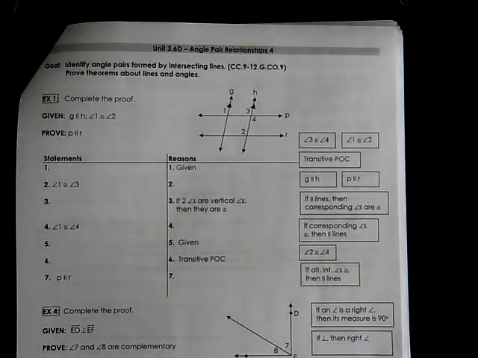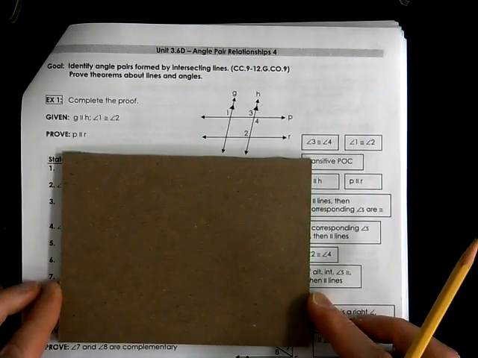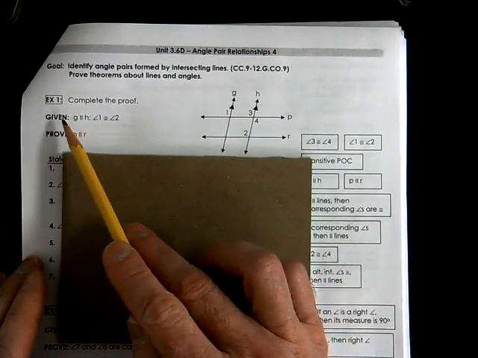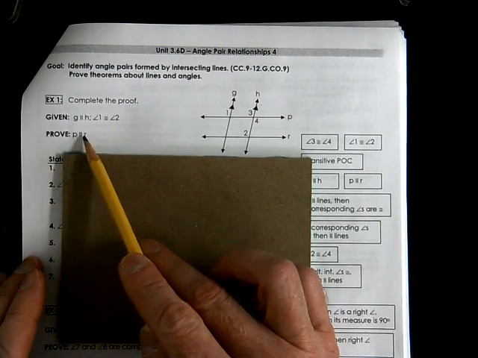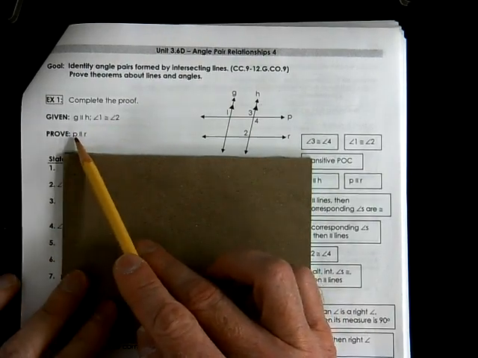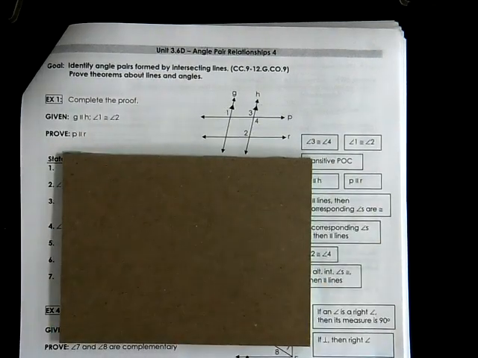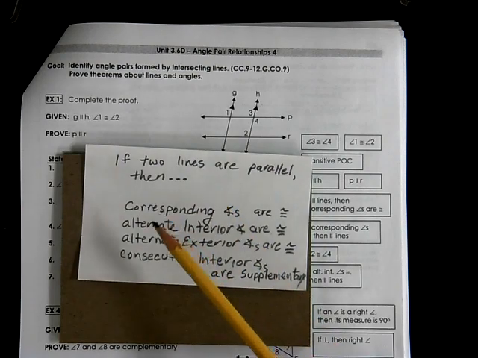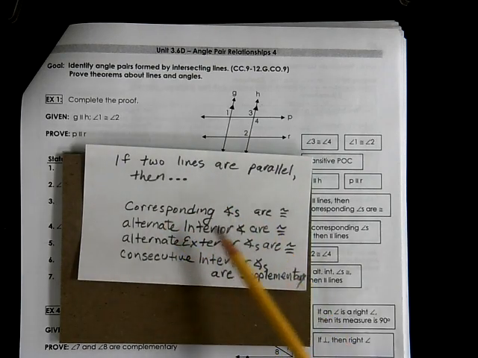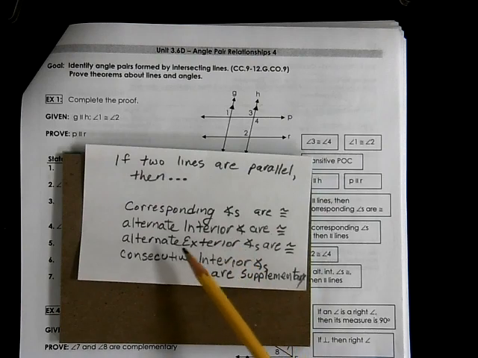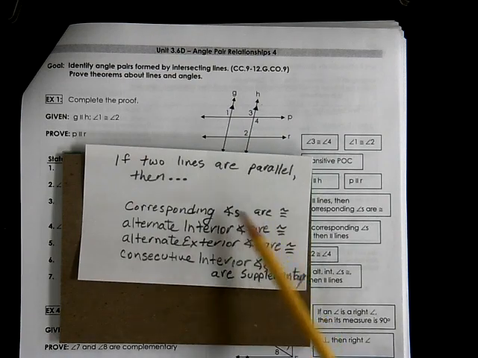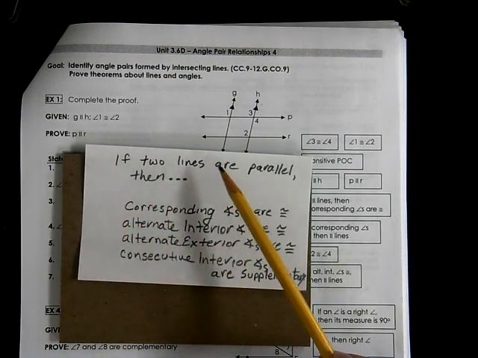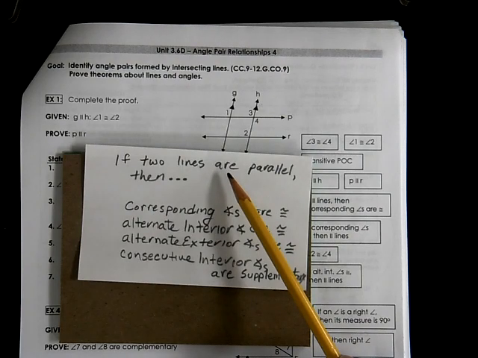Remember, we don't start by trying to fill out the actual proof. We focus in on the given. We look at what we're trying to prove. We're going to prove that lines are parallel. To do that, recall, we need to come up with one of these situations. We need to show corresponding angles are congruent, or alternate interior angles are congruent, or alternate exterior angles are congruent. We could even show consecutive interior angles are supplementary. If we have this, then we'll have parallel lines.